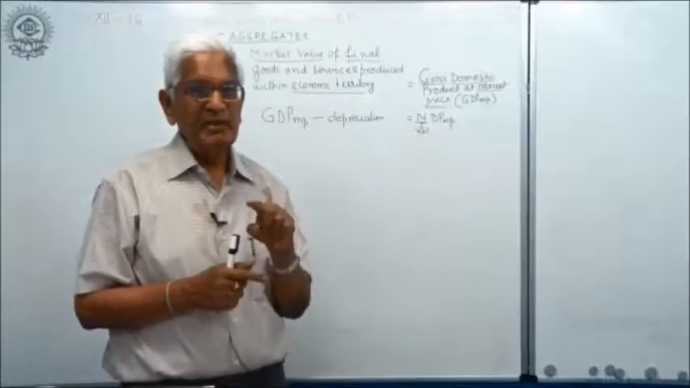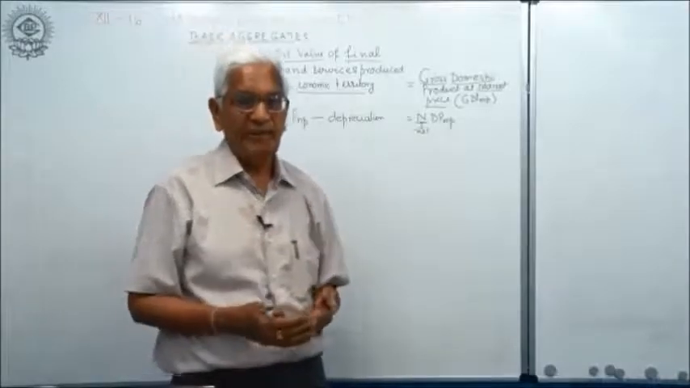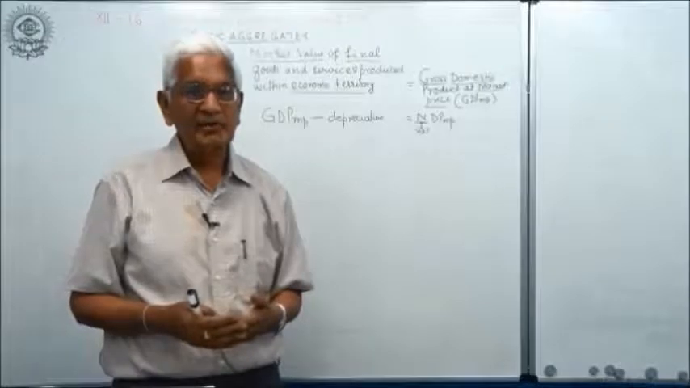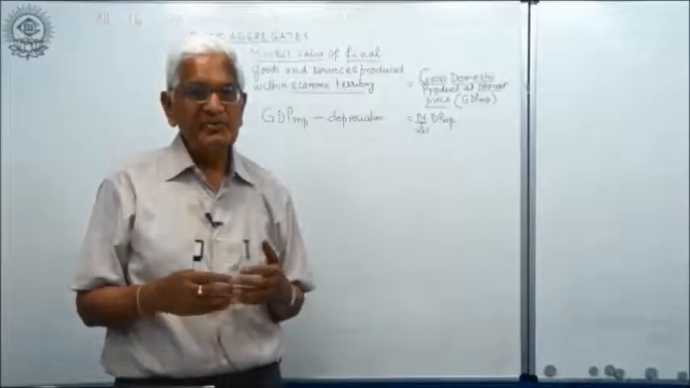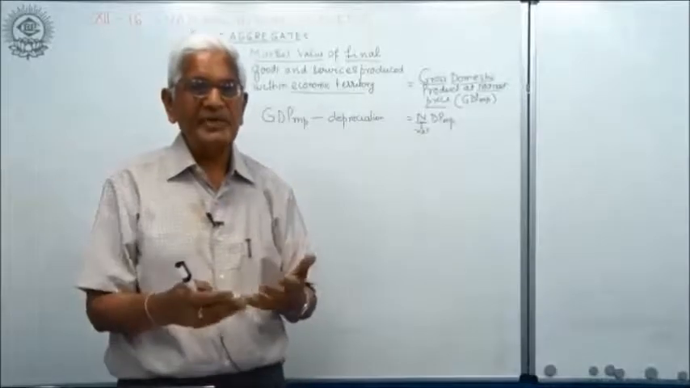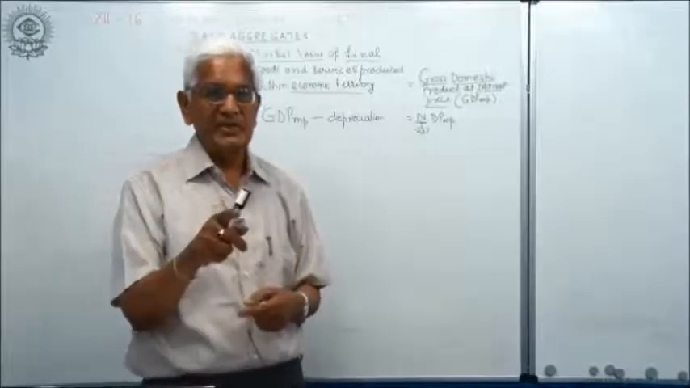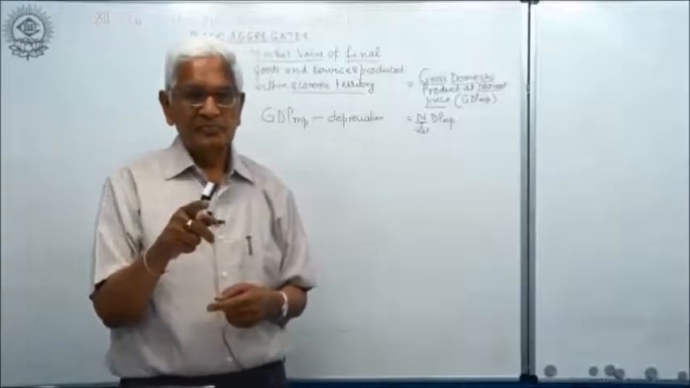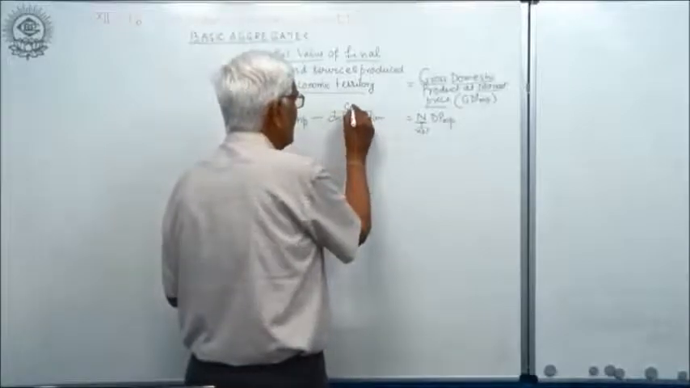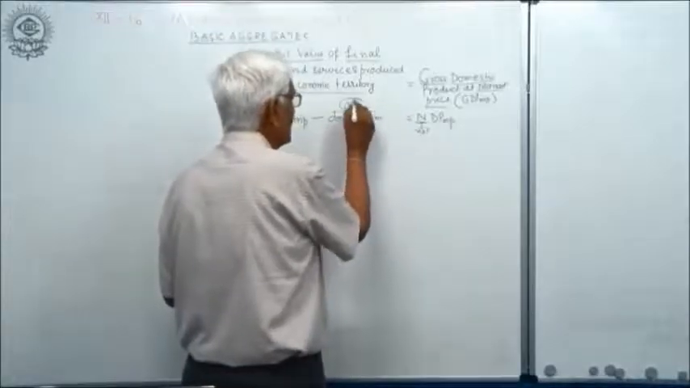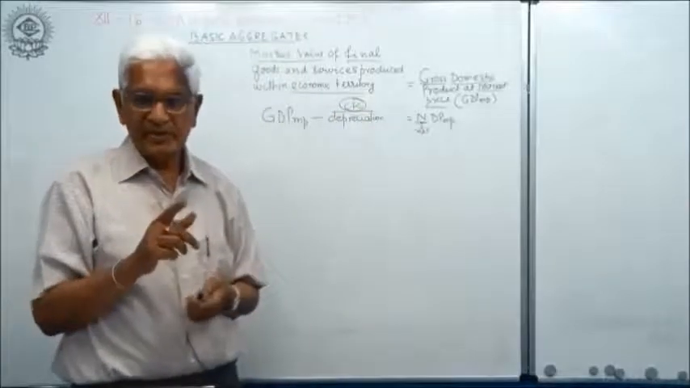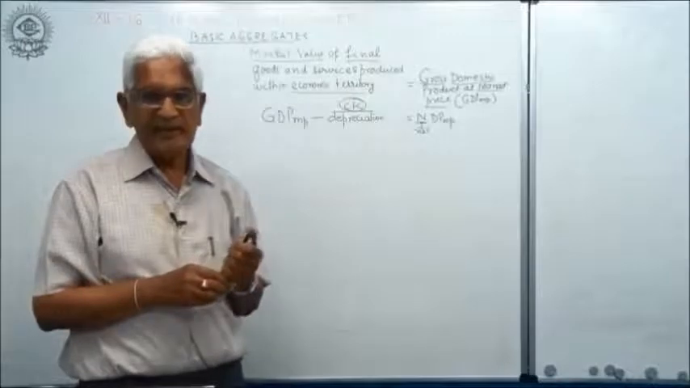So GDP is without diminishing. Don't say excluding or including. GDP is without diminishing, while NDP is after diminishing depreciation. Another name for depreciation, I told you, is consumption of fixed capital. That is another name for depreciation. So that is another aggregate.